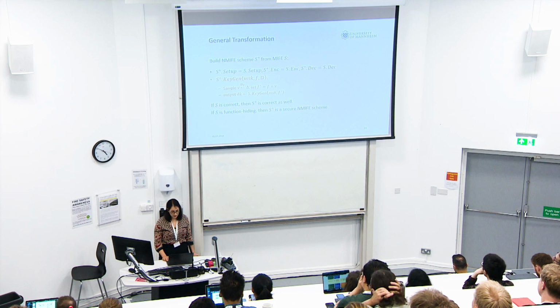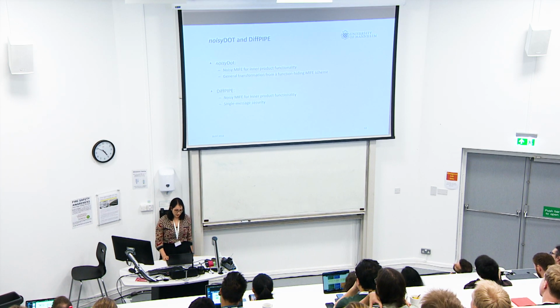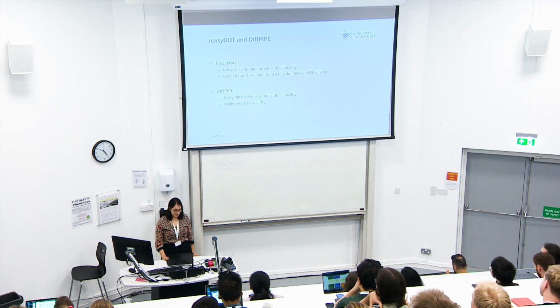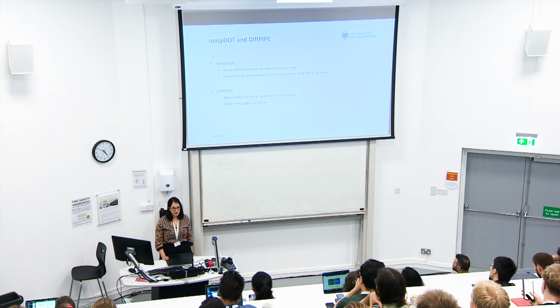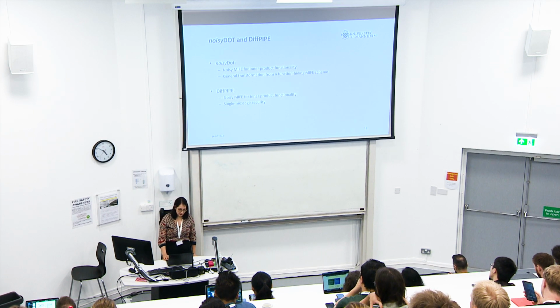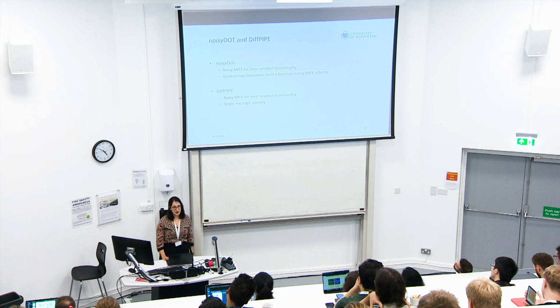And we also present two schemes in our paper. The first one we call noisy dot. It's a noisy MIFA scheme for inner product functionality that is built from the general transformation from a function hiding MIFA scheme. And the other one is diff pipe, which is a noisy MIFA scheme also for inner product functionality that we build directly, which has only single message security. And both of the schemes are based on linear groups.